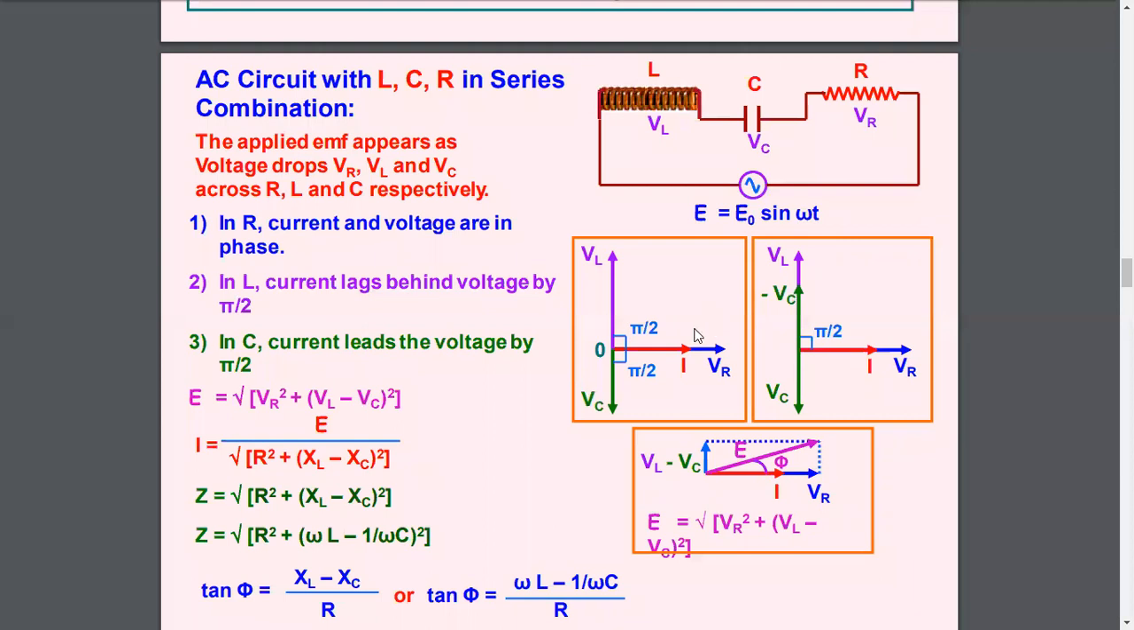Now come to the inductive circuit. As we have discussed, across the inductive circuit, current and voltage are not in the same phase. Current lags behind the voltage by a phase difference of pi by 2 radian, and so the phasors of current and voltage in an inductive circuit are perpendicular to one another, and current lags behind the voltage. That means voltage becomes maximum first, and after that current becomes maximum.